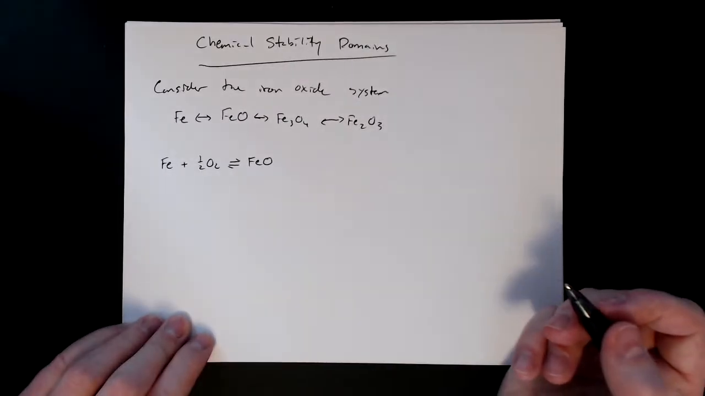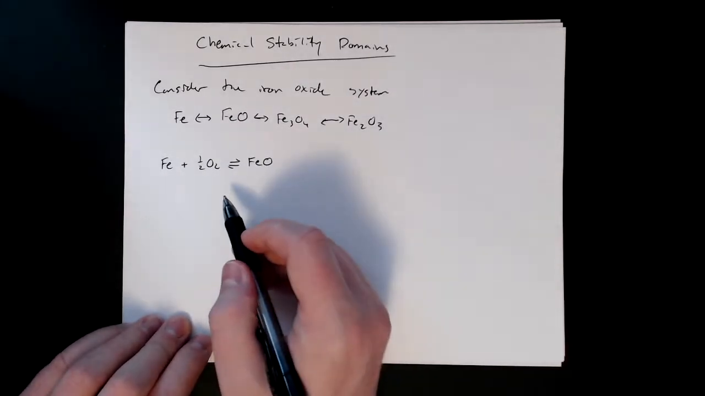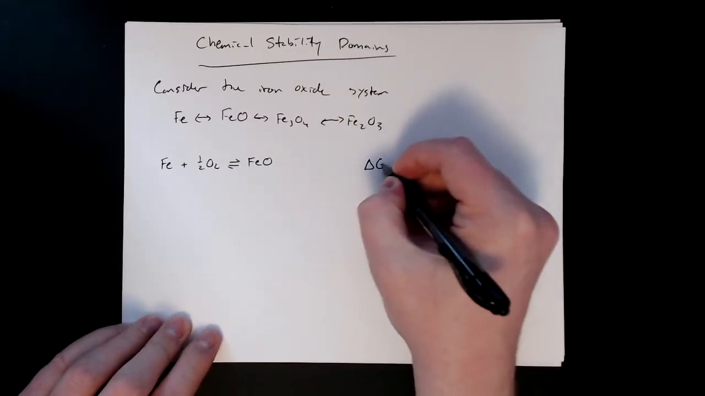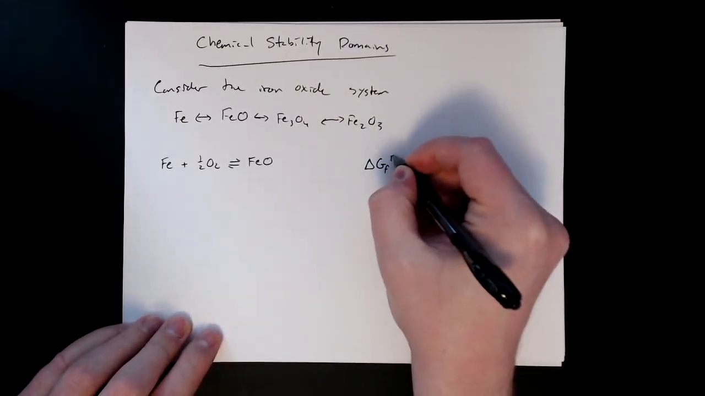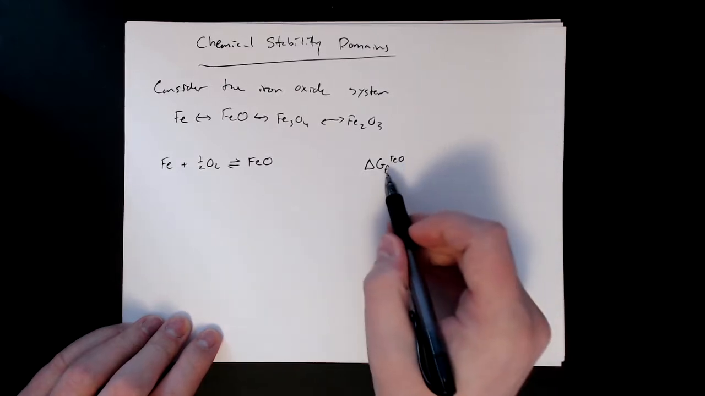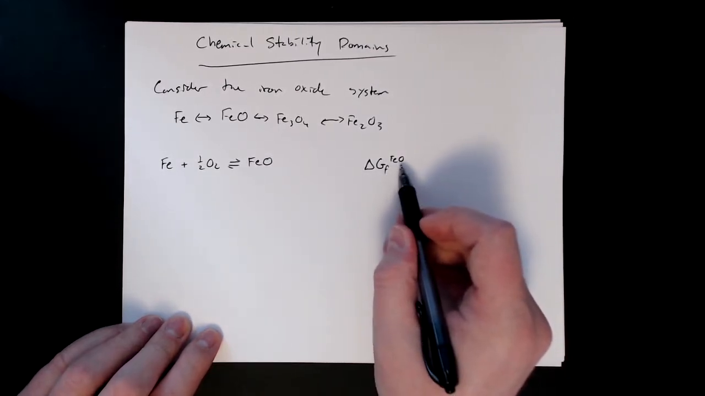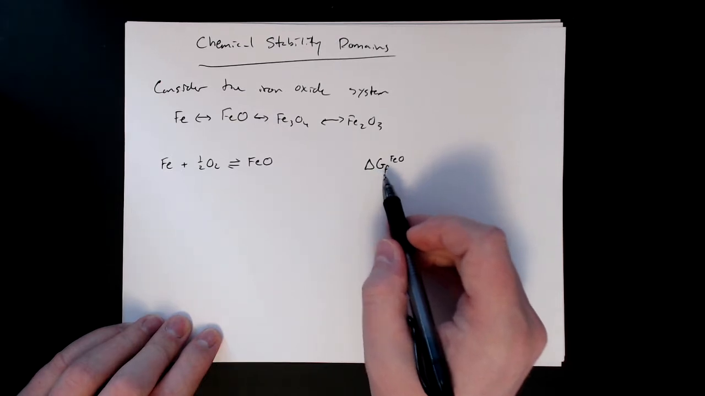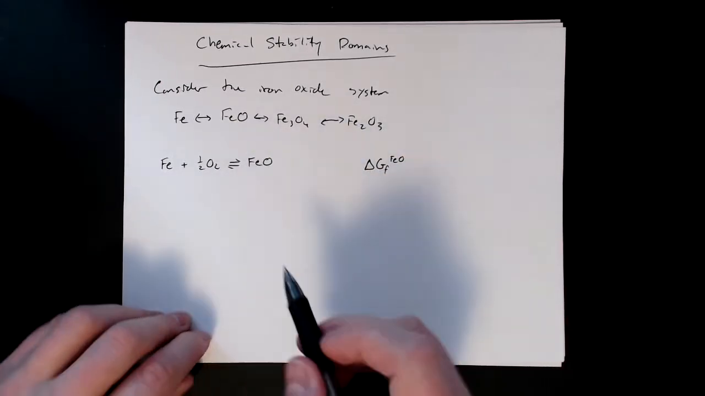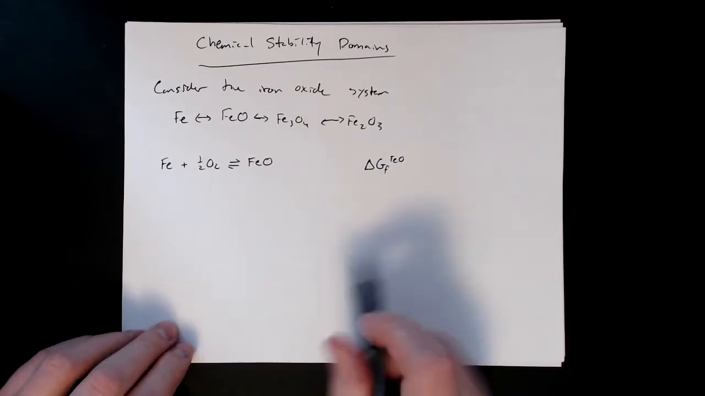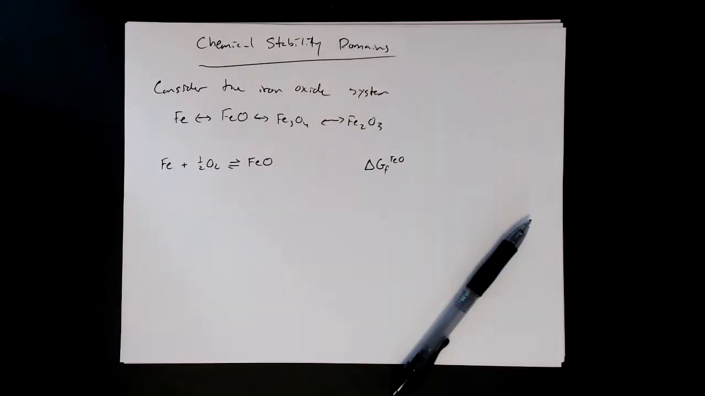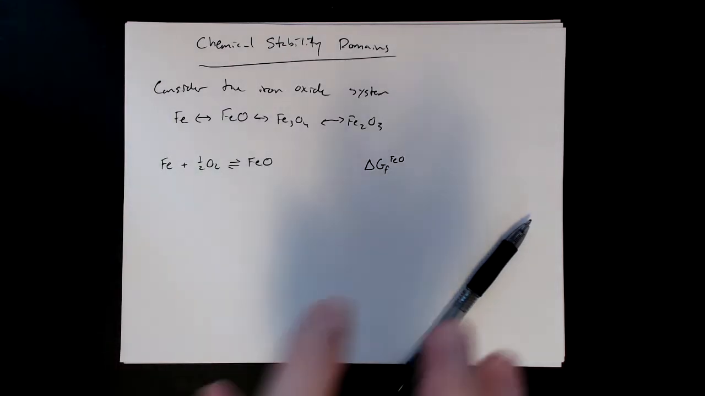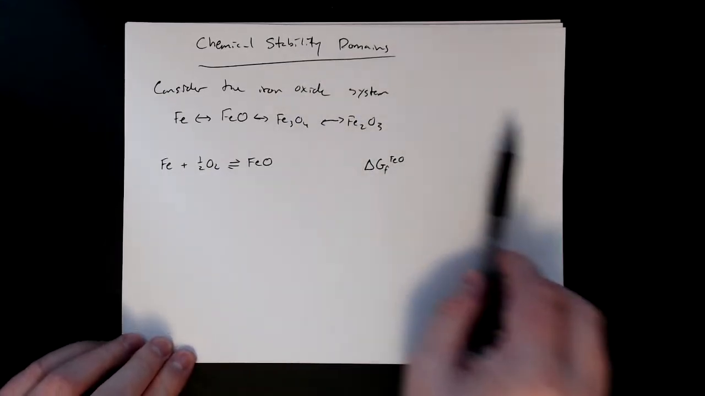We already did this mass action expression, and we can write a formation reaction. So we know that this is actually the formation of FeO, and so we can look at the change in Gibbs free energy for that reaction. And we're going to look at those for the others as well. So I'm going to switch over to the slides, and I've got another quiz question related to this, and then we're going to work through the rest of the iron oxide system.